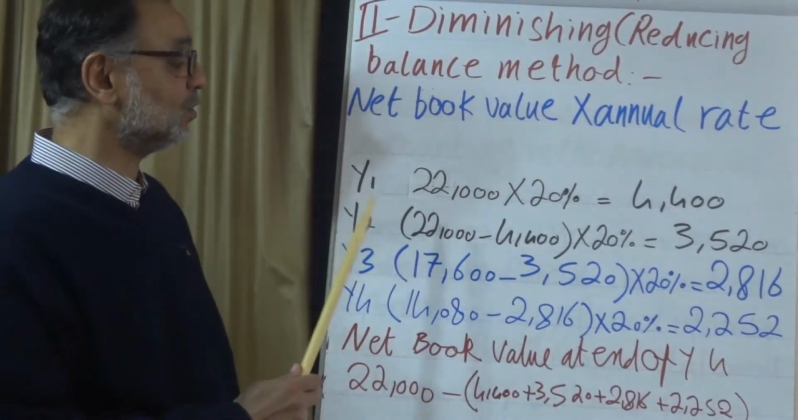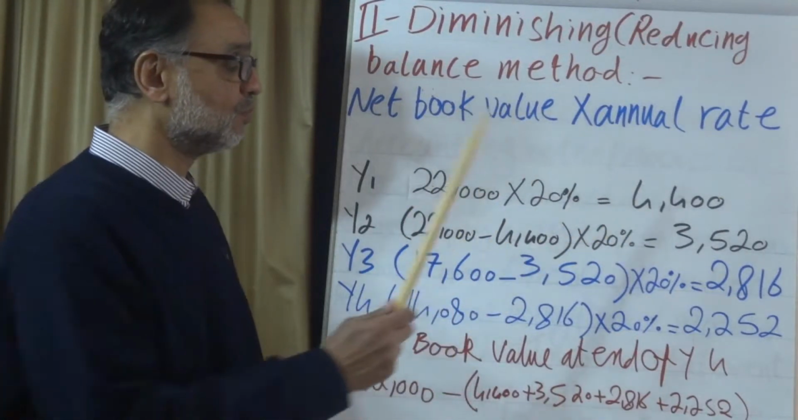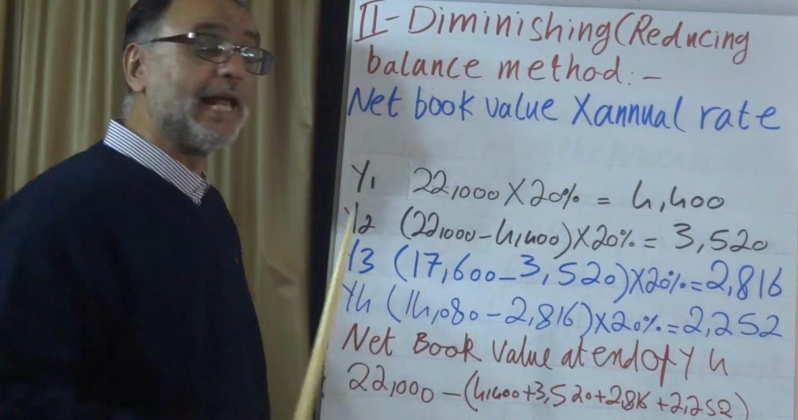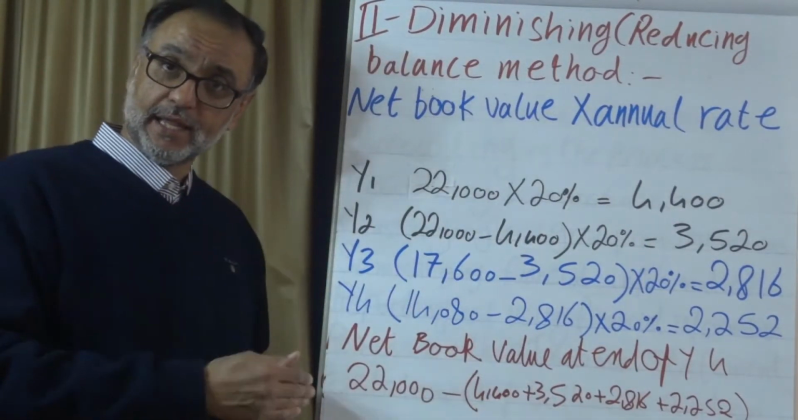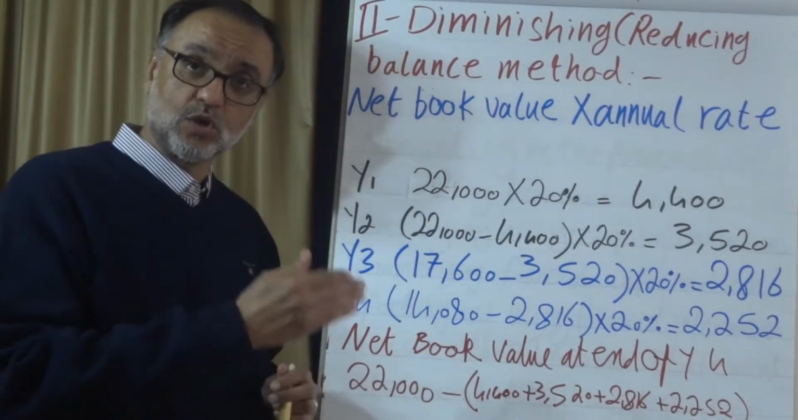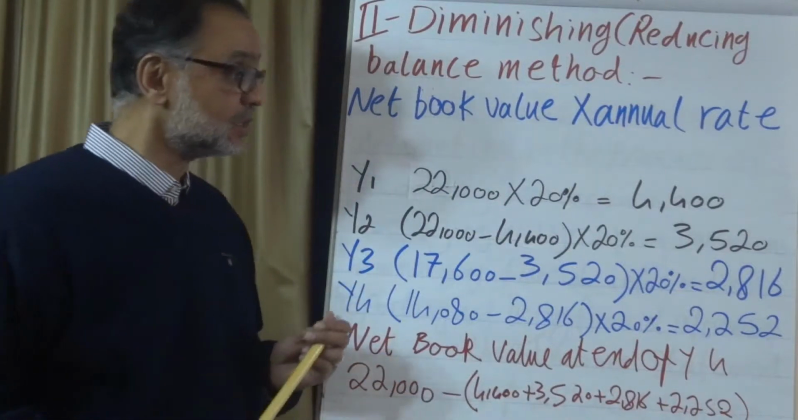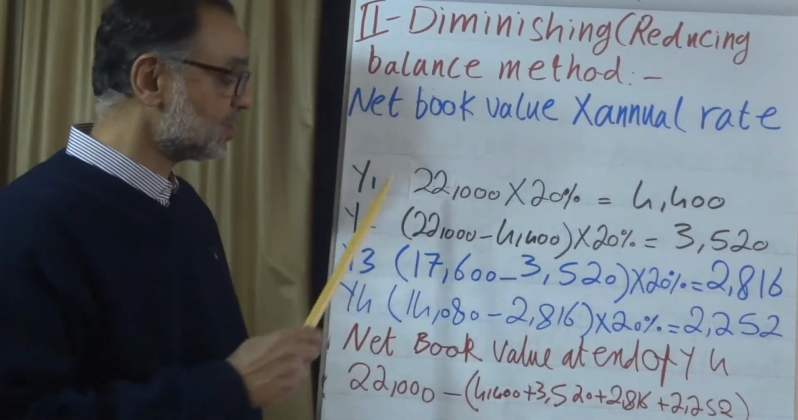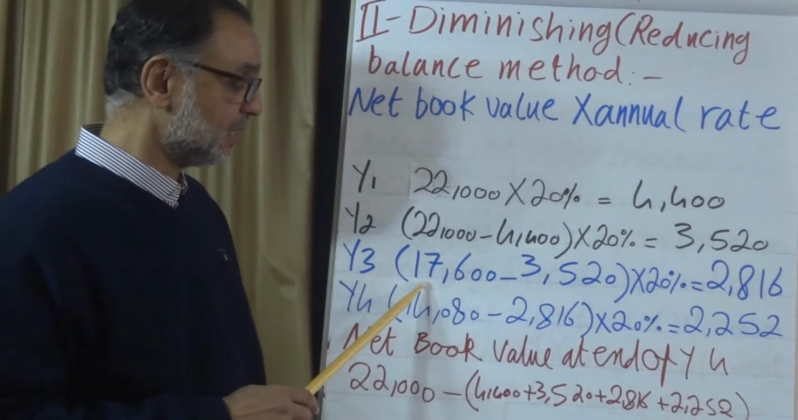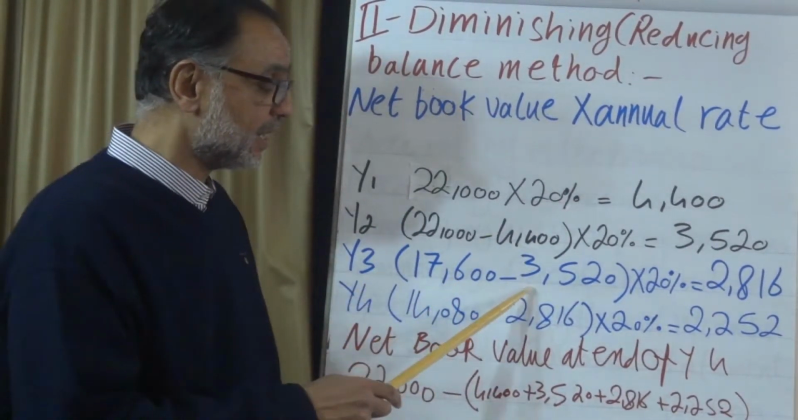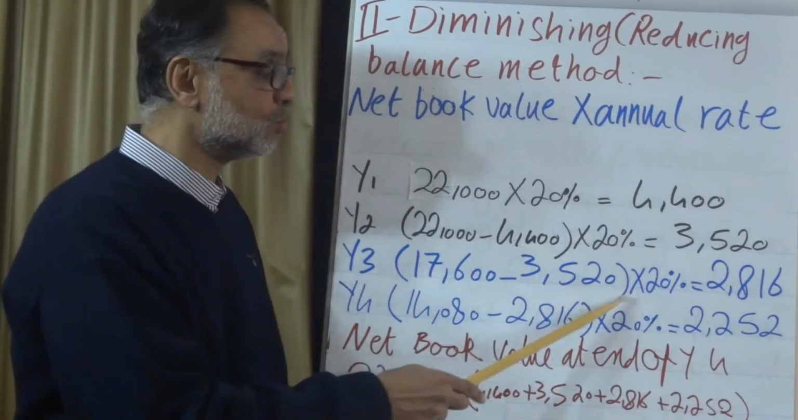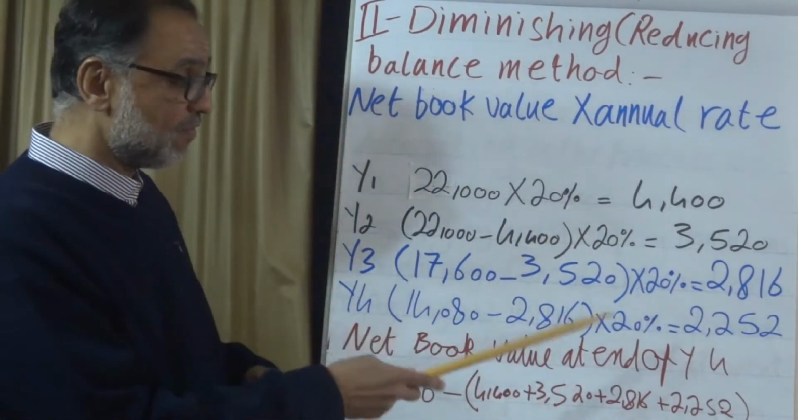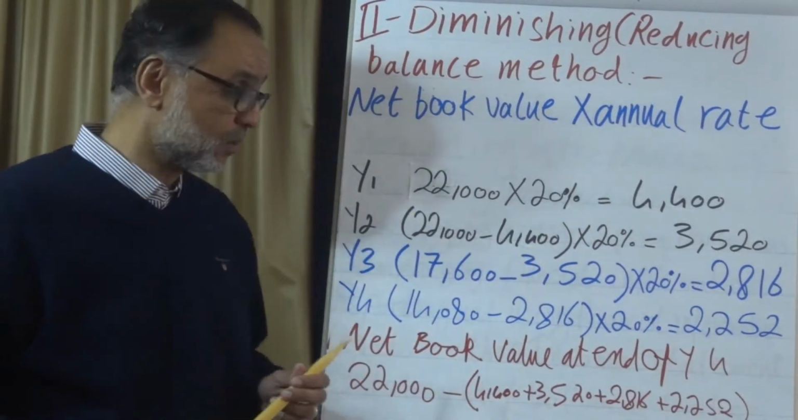Second year we'll have the net of the 22,000 minus the 4,400 times 20%, that's less. So the installments are becoming less over the years because the pool is less. So it's 3,520. Third year we have the net of the first 2 years, 17,600 minus 3,520, times 20%, that's 2,800, and so on in year 4. So every year you have less installments.